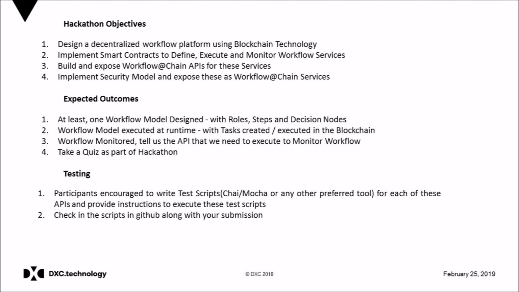We expect the outcomes of your exercise to be the following. At least one workflow model defined programmatically with roles, steps, and decision nodes. At least one workflow model executed at runtime so that a workflow process is instantiated, tasks are created, and executed in the blockchain. It will be great if you could also develop a way to monitor such workflows and tell us the API that we need to execute to monitor the workflow.